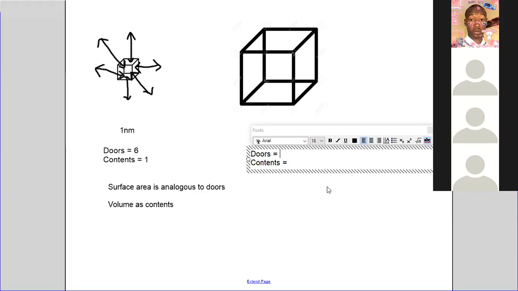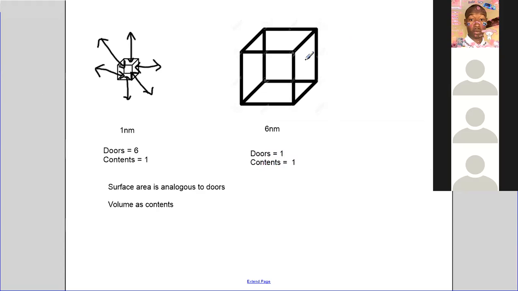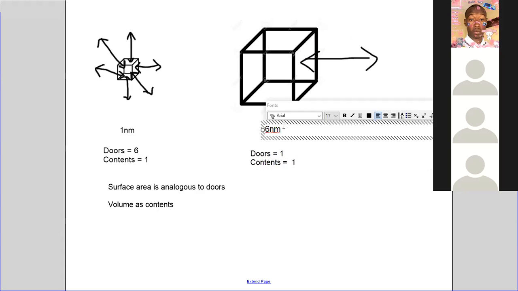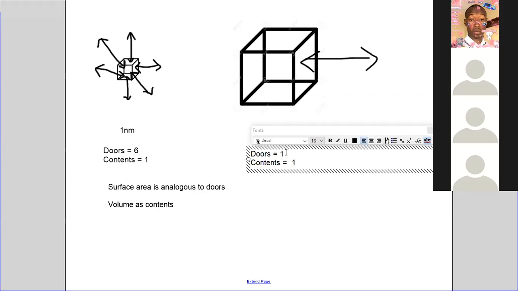There you go. You got it. 1. My contents are still going to be the same. So if this is me and I am a cell, they only have one way for things to get in and out. What would happen if I changed this? What if I changed this and I said, oh, it's no longer 6 nanometers. My doors is going to change to 0.6. So I don't even have an entire door.